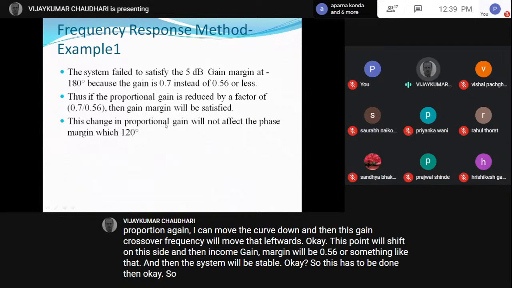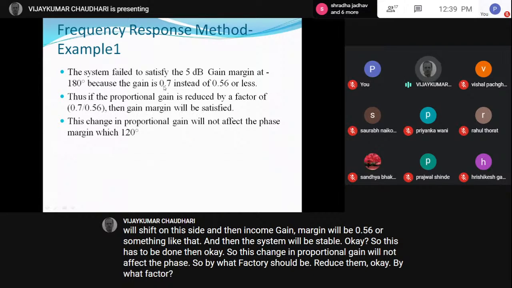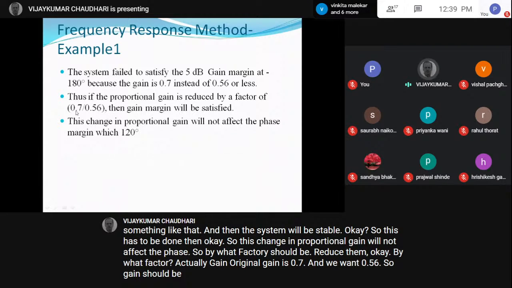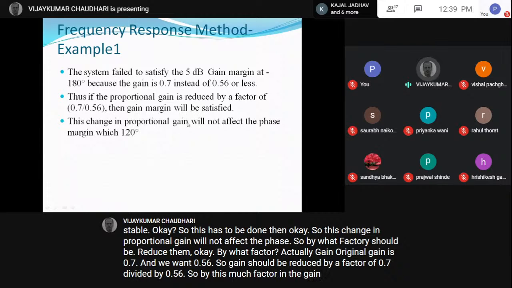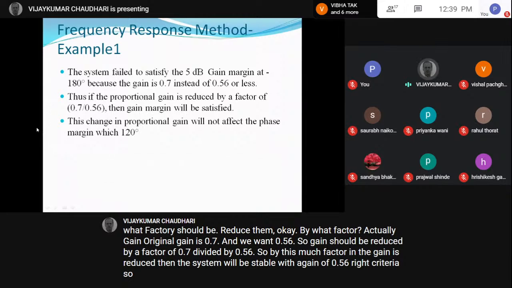This change in proportional gain will not affect the phase. So by what factor should it be reduced? The original gain is 0.7 and we want 0.56. So the gain should be reduced by a factor of 0.7 divided by 0.56. If the gain is reduced by this factor, then the system will be stable with a gain of 0.56, the criterion. So the proportional gain has to be reduced by a factor of 0.7 divided by 0.56.